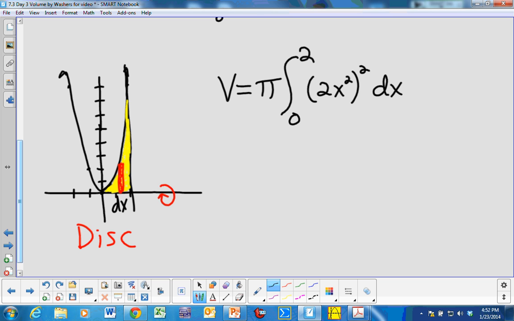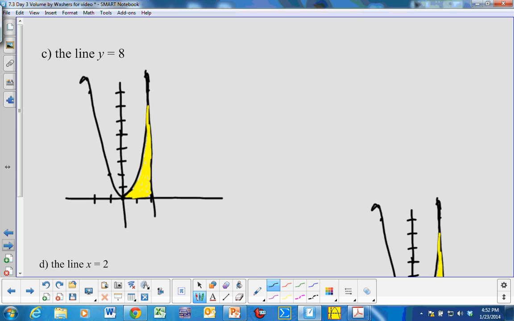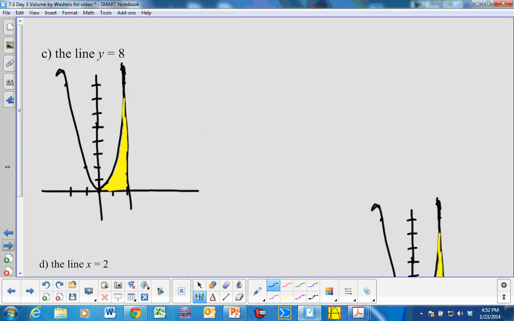And obviously, again, you could go ahead and do that integration, but we're just setting them up this time. Okay, so on this next one, we're going to do about the line y equals 8. So let's draw in the line y equals 8. That would be up here, the horizontal line y equals 8, and this is what we're going to revolve around.